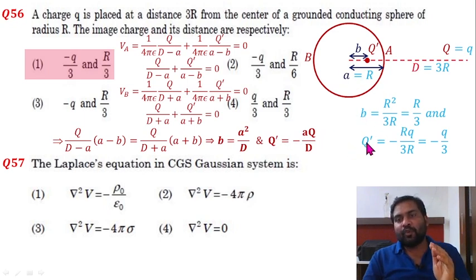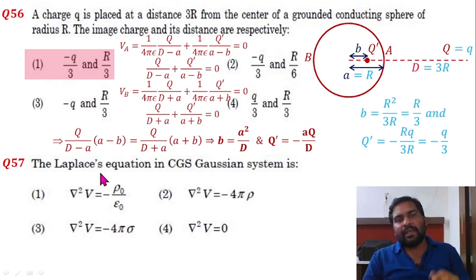Then image charge q prime will equal to minus q by 3, and a distance from center b equal to r square by 3r equal to r by 3. So b equal to a square by d, or r square by 3r equal to r by 3. So option 1 is correct here.